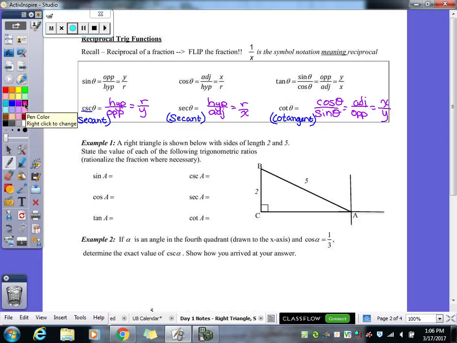One thing I do want to add: sometimes you will see them written a different way. So just so you can get familiar with it, cosecant, they'll write it as 1 over sine. That's another way you can write your reciprocal. Secant, they sometimes write as 1 over cosine. And then cotangent can also be written as 1 over tangent. So lots of different ways we can write them.